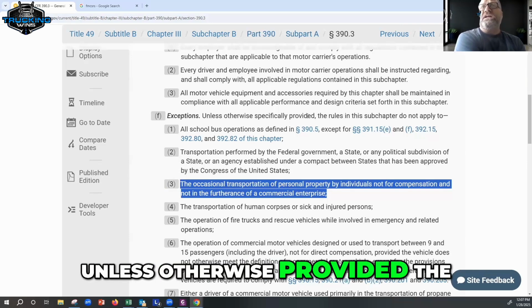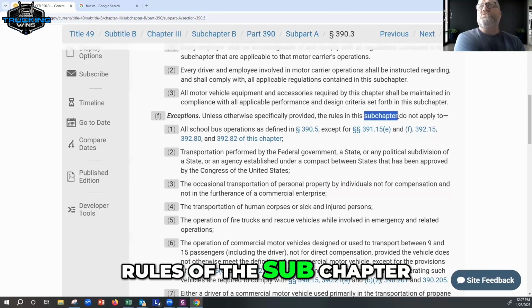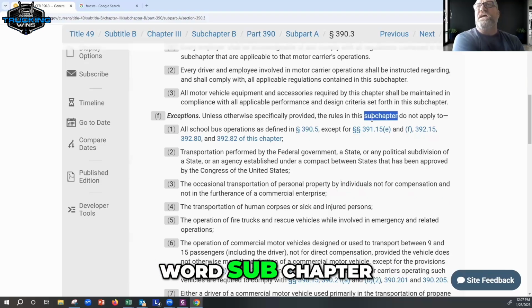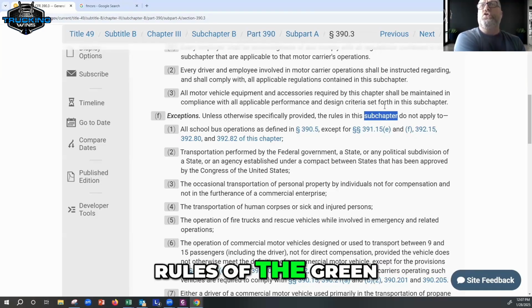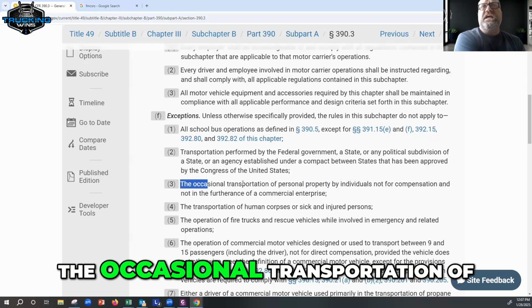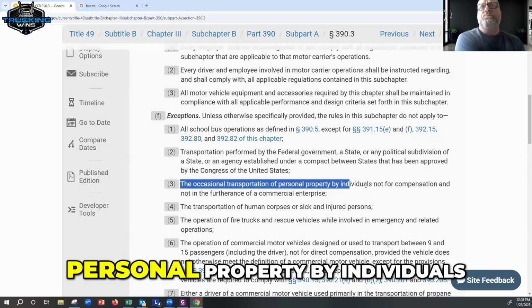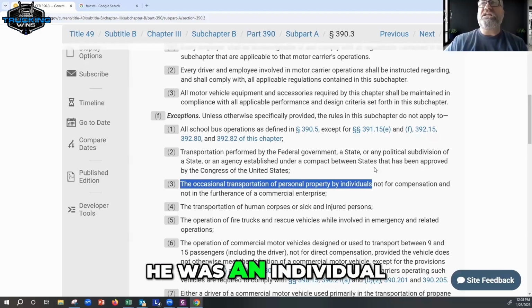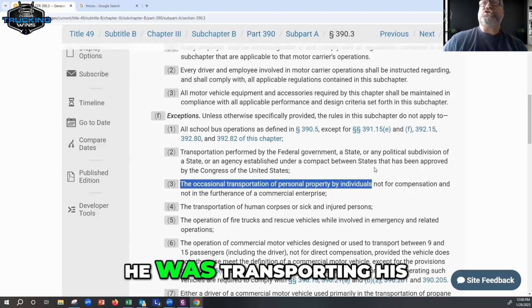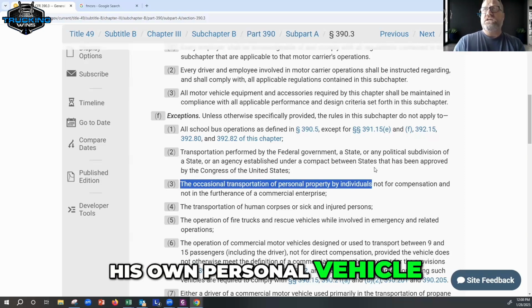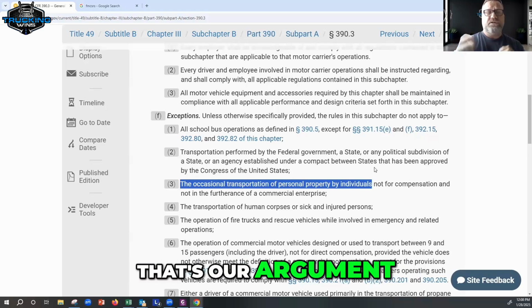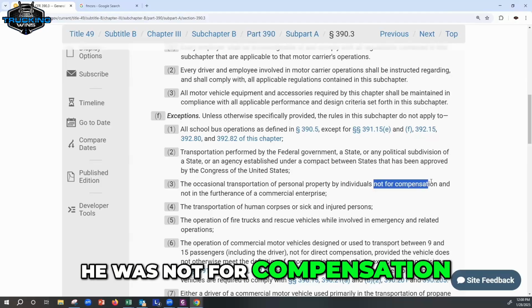Unless otherwise provided, the rules of the subchapter. When I say the word subchapter, I mean the entire green book. Basically, unless otherwise provided, the rules of the green book do not apply to, and number 3 says, the occasional transportation of personal property by individuals. He was an individual when he crashed. He was transporting his own personal effects in his own personal vehicle, right? That's our argument. Yes.